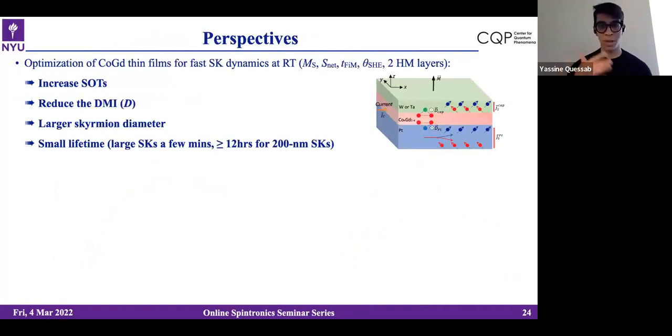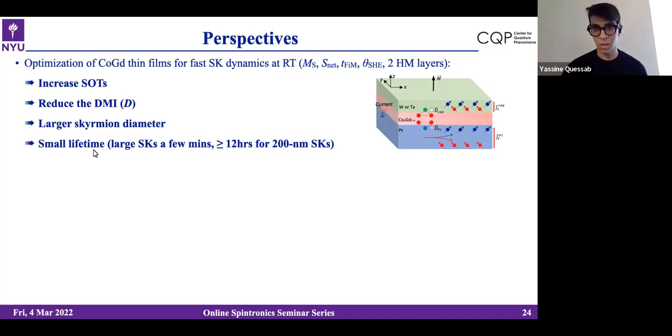So now I want to take a step back and look from where we went, from the optimization of the interaction in cobalt gallium thin films that led to the fast skyrmion motion at room temperature that I have just reported. So our approach was to use 2 heavy metals on both sides of the cobalt gallium in order to increase the spin-orbit torques. The downside of this approach is that it reduces the net DMI, and that results in a larger skyrmion diameter. Also, we chose a very thin cobalt gallium layer of about 5 nanometers, which will help to maximize the spin-orbit torques, but it also leads to a larger skyrmion diameter and also to a smaller lifetime.